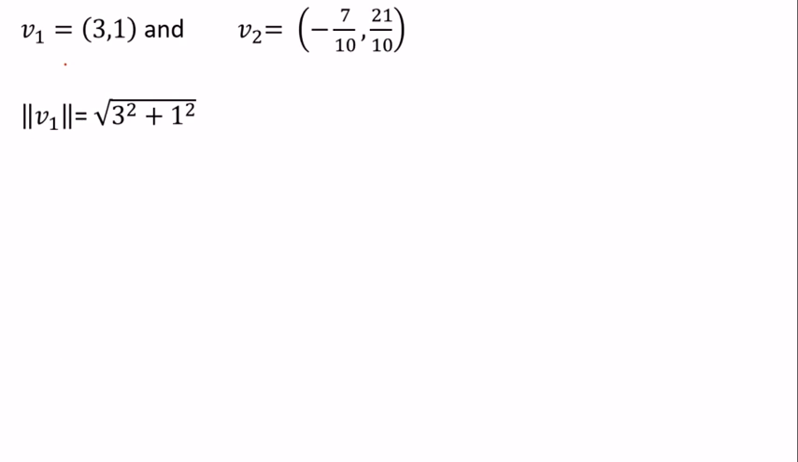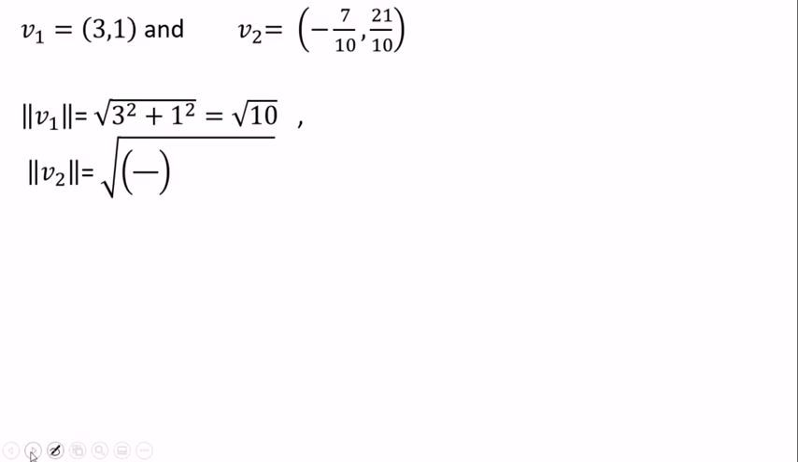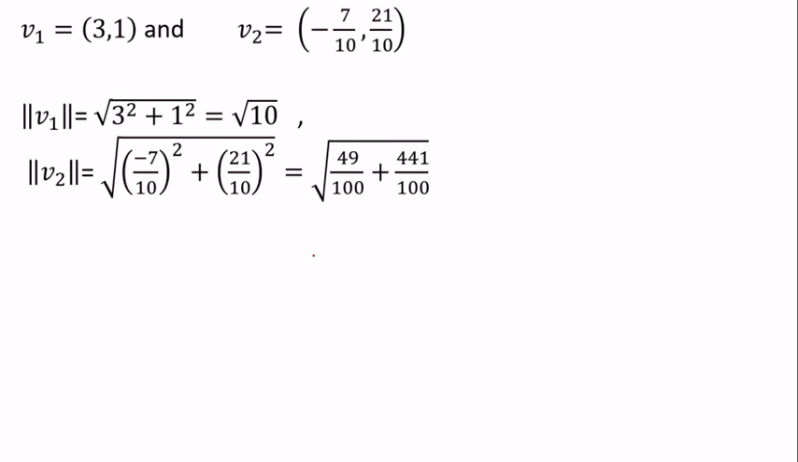So let us find out norm of v1: first element square plus second element square, and square root of this, that is root 10. Similarly norm of v2, again the same method: first element minus 7 by 10 square plus second element 21 by 10 square, which is equal to under root of 49 by 100 plus 441 upon 100, which is equal to 490 divided by 100, that is 7 by 10 into root of 10, because 490 can be written as 49 into 10. So we are taking 49 outside, so it becomes 7, and root of 100 is 10.